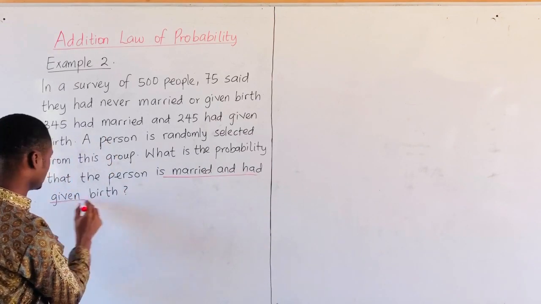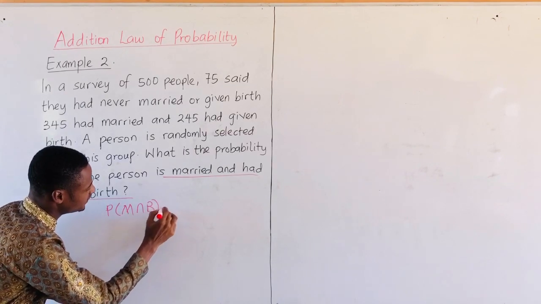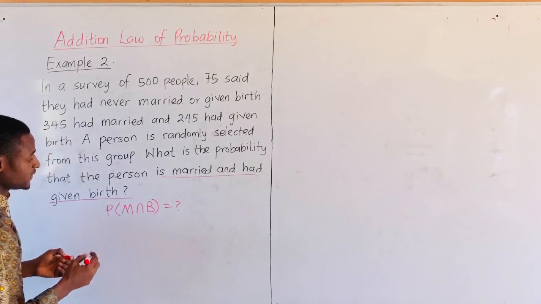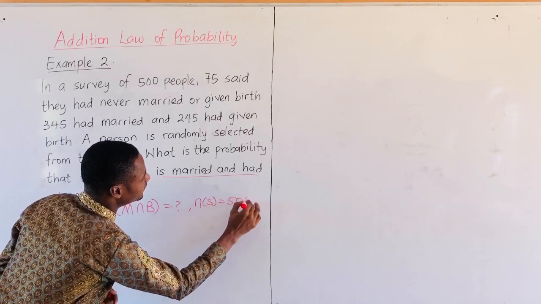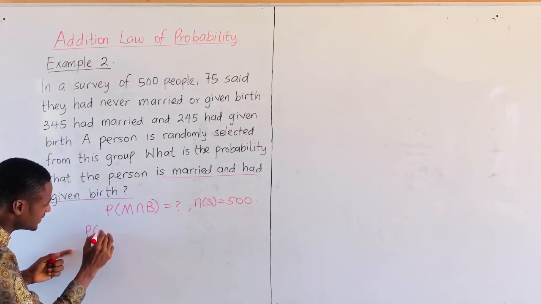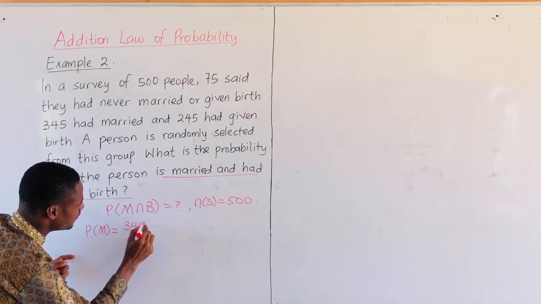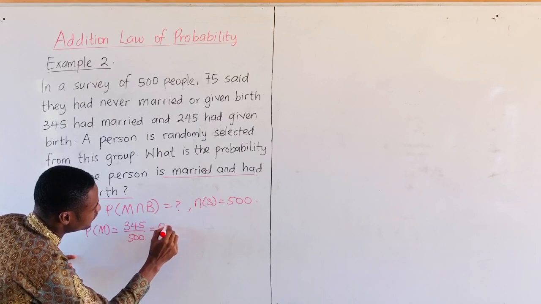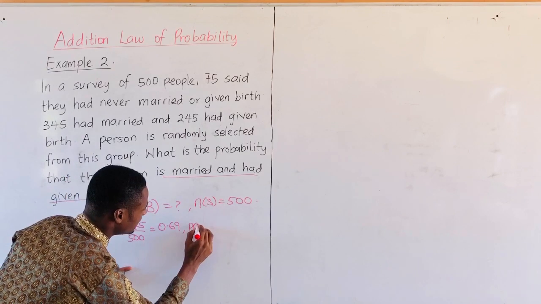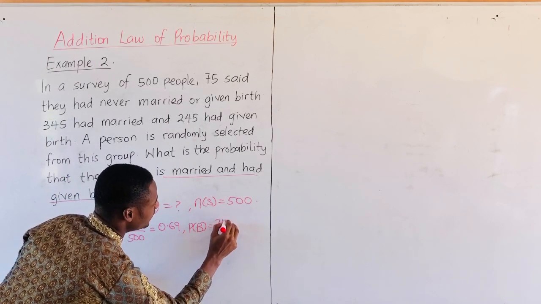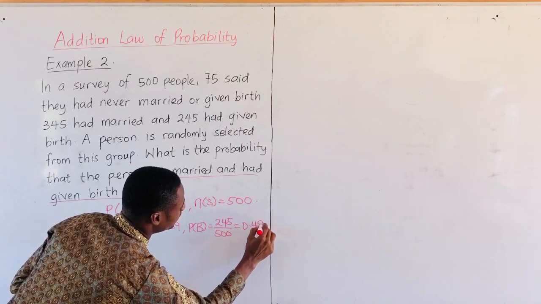This is what we are finding: the probability that the person is married and giving birth. That is what we want to find. Then our sample space is the total number of people, which is equal to 500. So the probability that a selected person is married, number of married people, 345 over the sample space, is 0.69. Then the probability that a person had given birth, number of people who had given birth is 245 over this, and that is also equal to 0.49.